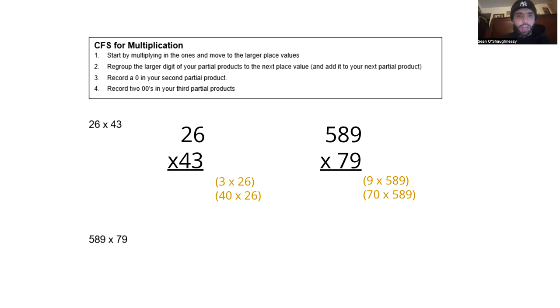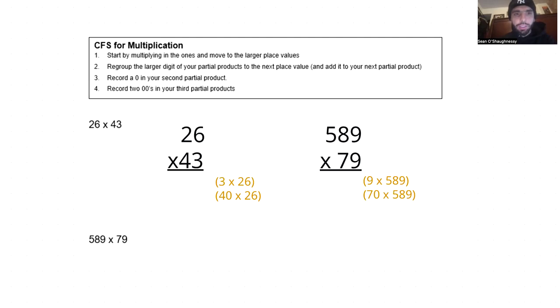All right, we're going to go over the standard algorithm in case you forgot. We're going to look at an example that's in your homework, 26 times 43, the first one. You're going to get two partial products here. Your first partial product is going to be 3 times 26.